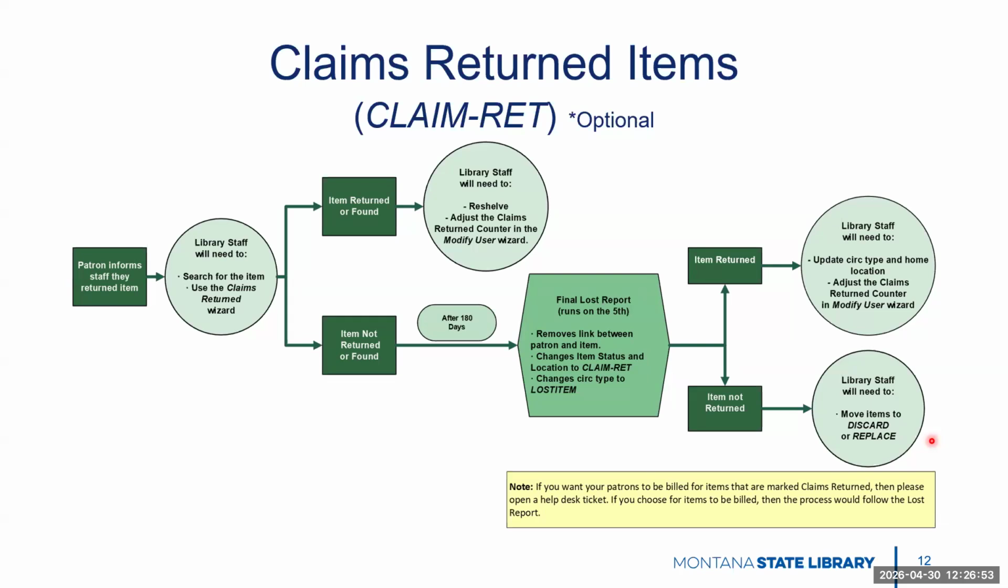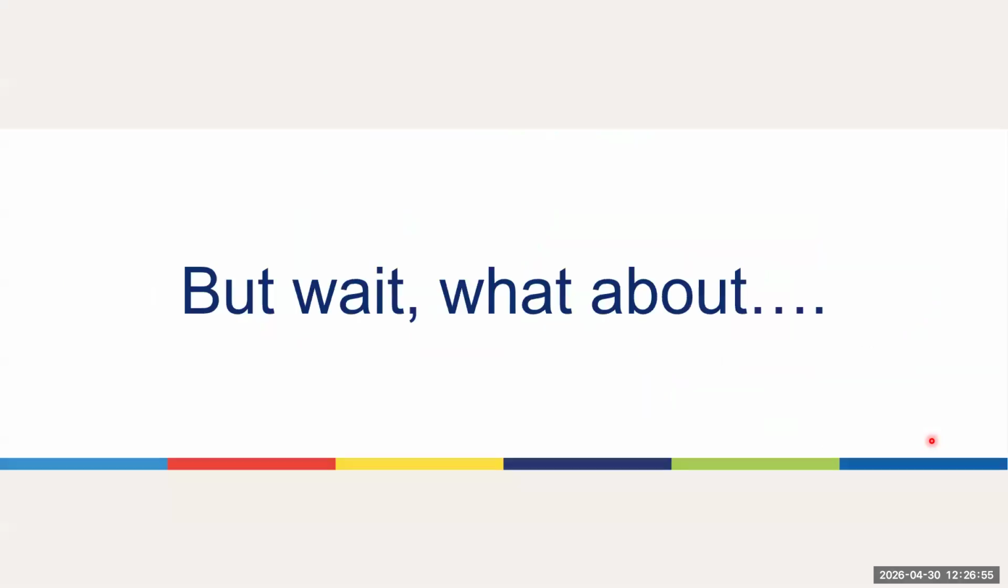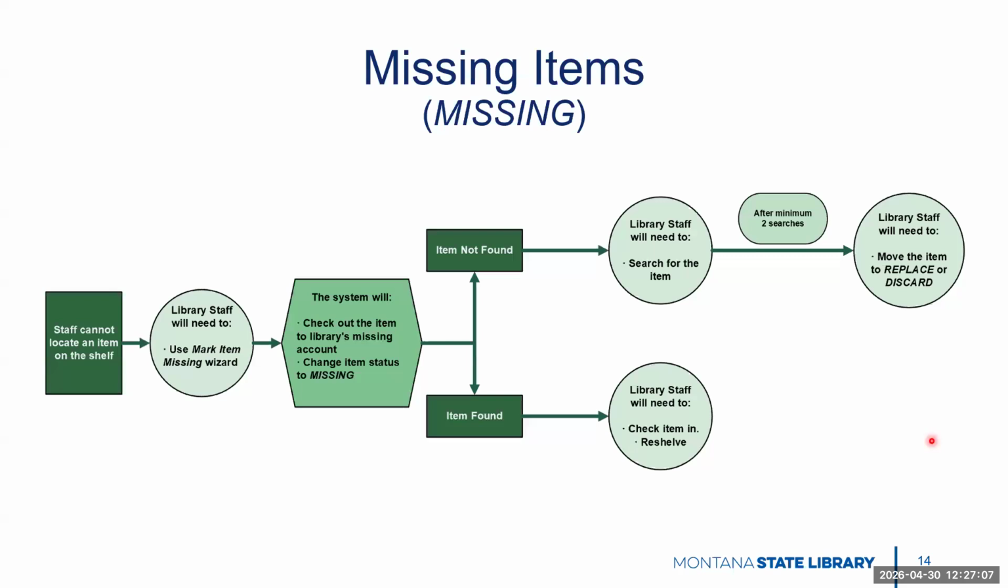Okay, so I'm going to move on to the next part, which generally doesn't have anything to do with patron accounts. It still deals with patrons though. And we're going to talk about missing items. So a staff can't locate an item on the shelf either because a patron physically comes up to you and says, "Hey, I can't find this item," or it's on your on-shelf hold wizard and you can't locate it.